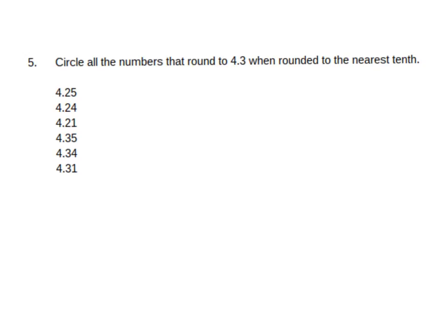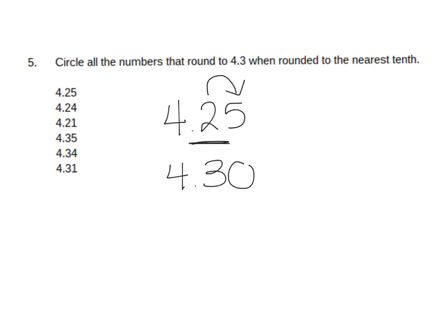This says to circle all the numbers that round to 4 and 3 tenths when rounded to the nearest tenth. So I'm going to take each number, 4 and 25 hundredths. We want to round to the nearest tenths place. So we're going to locate the tenths place. We're going to look to the right of that place at the 5. That 5 tells me that we're going to round up. So we're going to round the 2 to a 3. And the 5 becomes a 0, and everything before it stays the same.